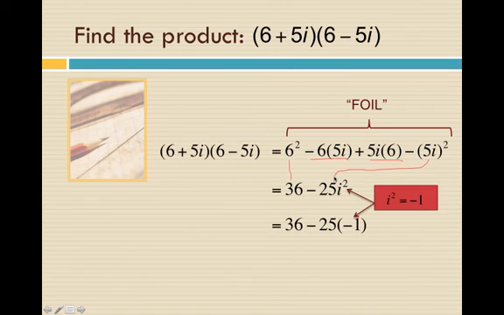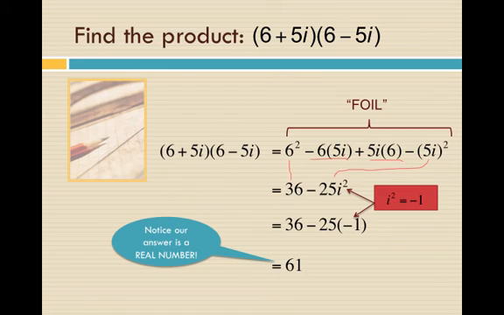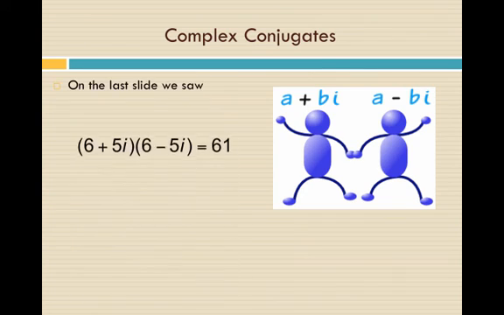Again, just as we've been doing, we're going to substitute i squared for negative 1. It's going to change the sign of the 25, so I end up adding 36 and 25 to get 61. Now, how interesting that we were able to take two complex numbers, multiply them together, and we get a real number. Our answer is 61, the plain old 61 we've always dealt with. There's no imaginary unit. It's just 61.